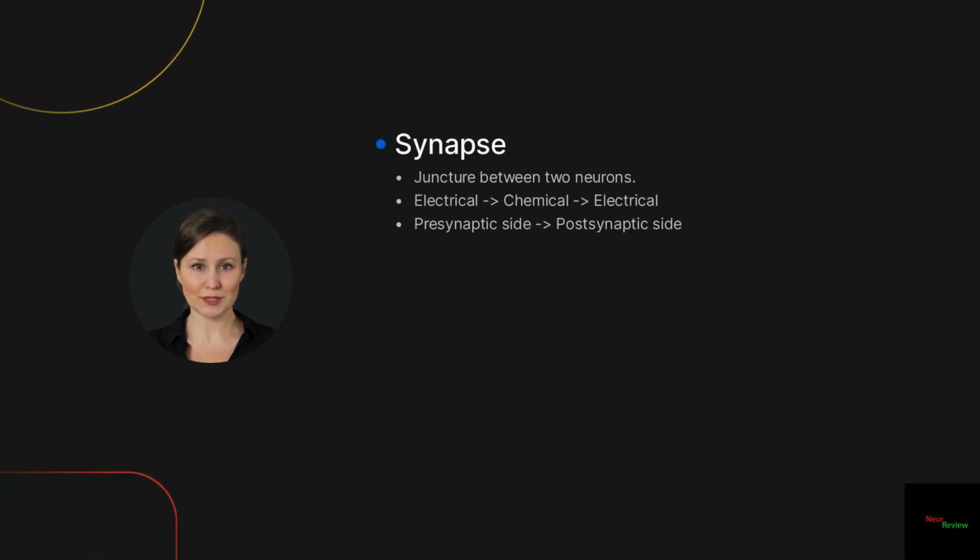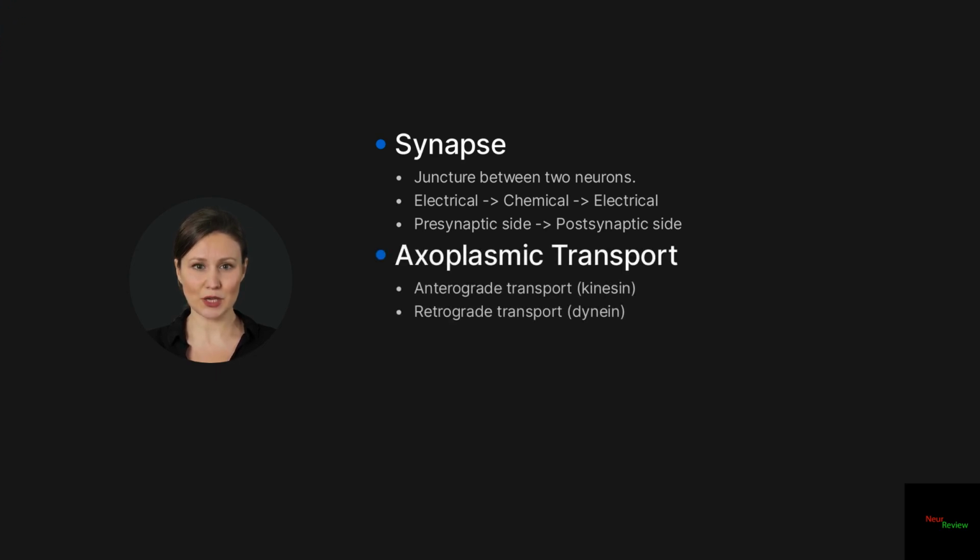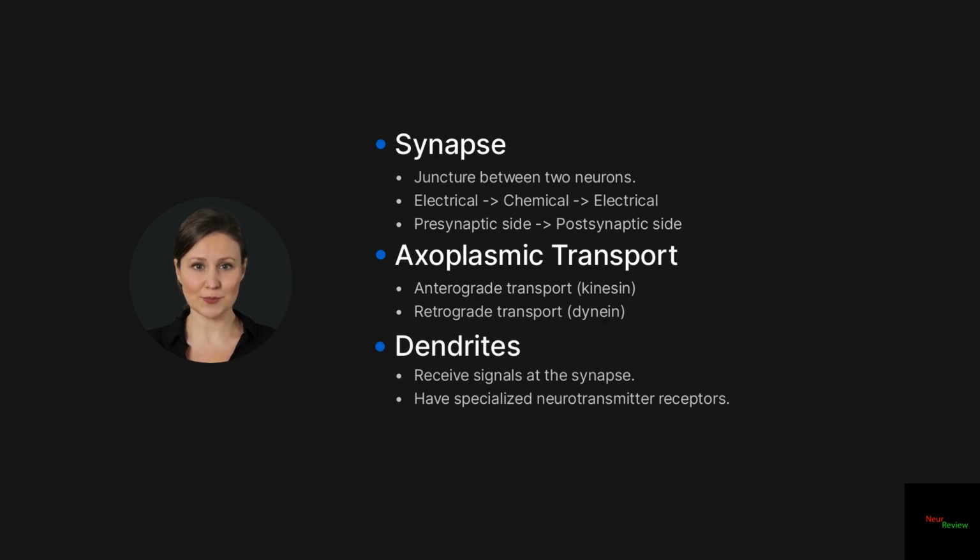To review, in this video we looked at the synapse, which is the juncture between two neurons. We discussed how electrical nerve impulses are converted to chemical neurotransmitters to flow from the presynaptic side of the synapse to the postsynaptic side, where they are again converted into an electrical signal. Some of the neurotransmitters reach the axon terminal through axoplasmic transport, which is divided into the anterograde and retrograde directions. Finally, dendrites receive signals at the synapse, and have specialized receptors for detecting neurotransmitters. In the next video, we'll explore some of the methods scientists use to classify neurons.